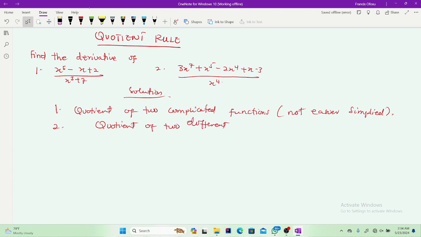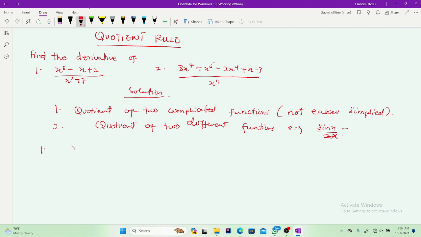And obviously, when the functions are of different types, you cannot simplify, right? So an example of this is sine x over 2x. This is a trig function, and 2x is a polynomial function. You can't simplify, so you have to use the quotient rule. So let's solve the problems I have here.